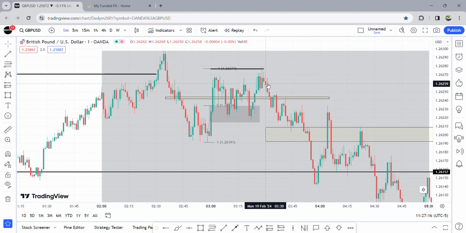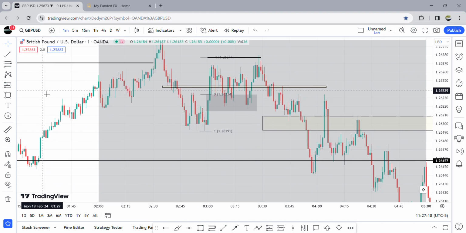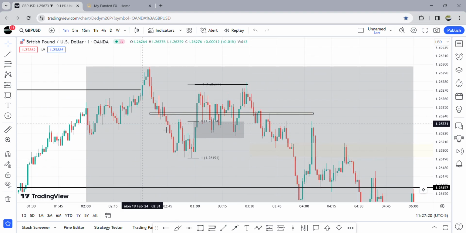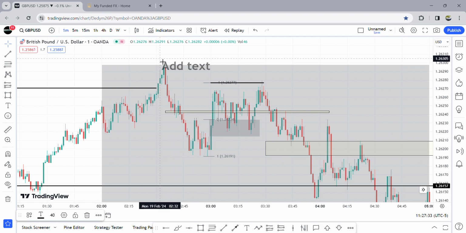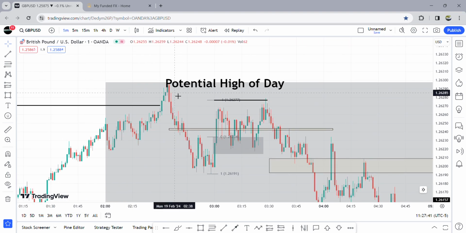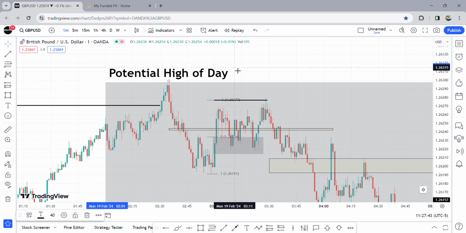Let me check the time now and I'll make sure. So we've got a fair value gap, we've got another fair value gap that doesn't get filled completely, have that projection, that's the high. So that's my swing high for the day. Just mark this out. Potential high of day. That's my potential high of the day.